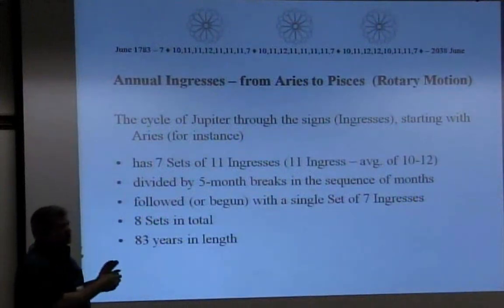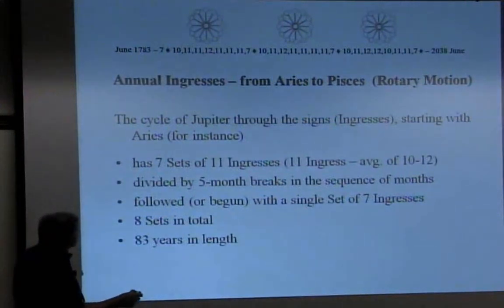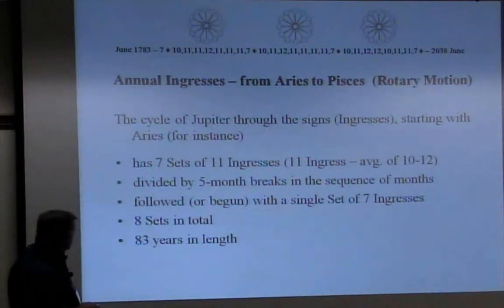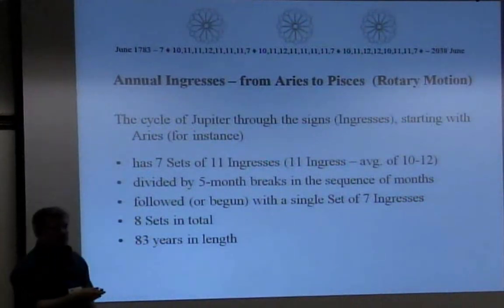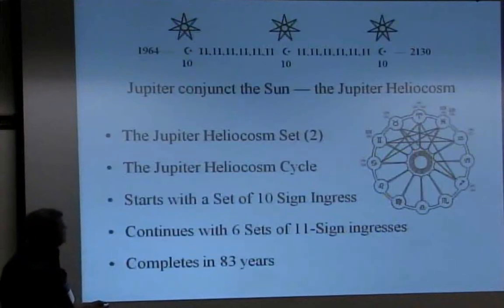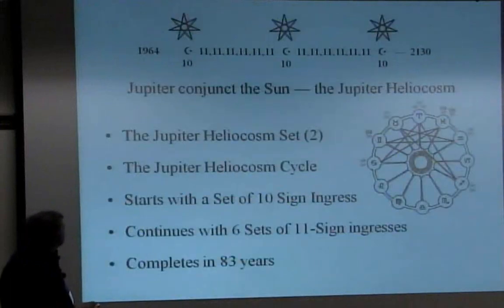The whole cycle is 83 years. So this little line up here is 3 sets of 83 years, 252 years. It ties into the 250-year cycle. There are 8 sets in total, and so it differs from the heliocosm, which has 7 sets. It's just a different way of looking at things. Here's the heliocosm.